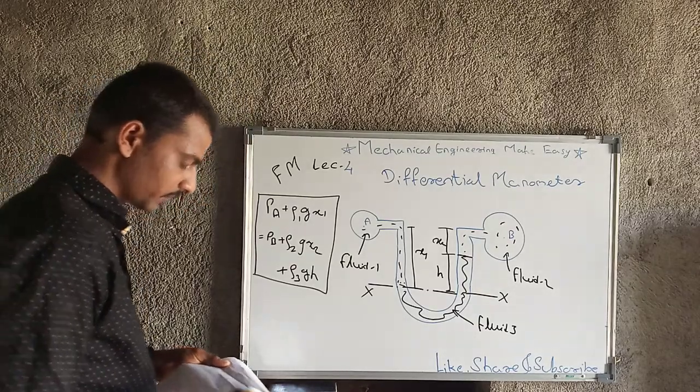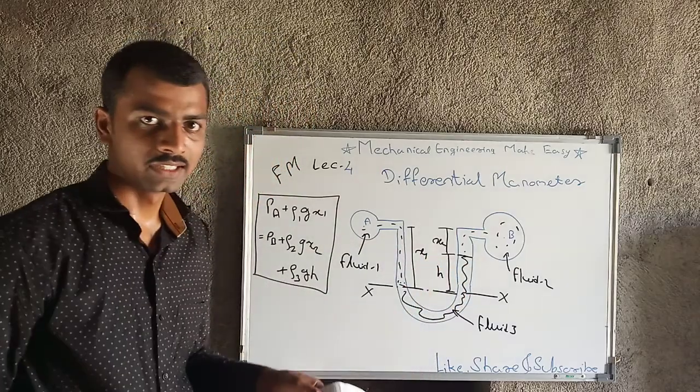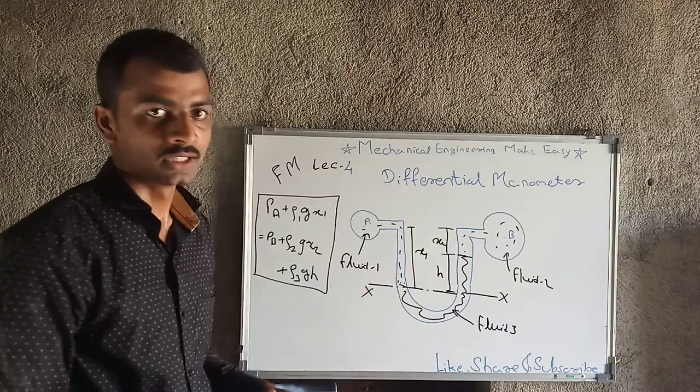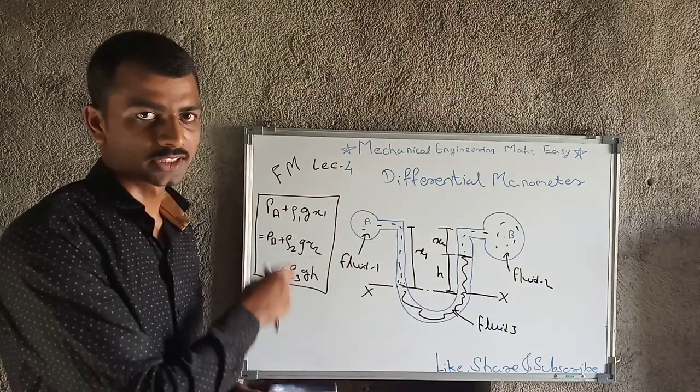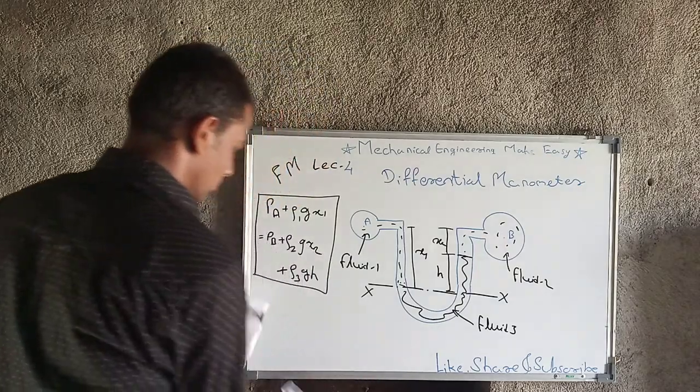And if both pipes are not located at the same location, then also the formula remains the same, because we are not going to consider the datum head here, we are only considering the pressure head, so the pressure head will not differ. Okay.